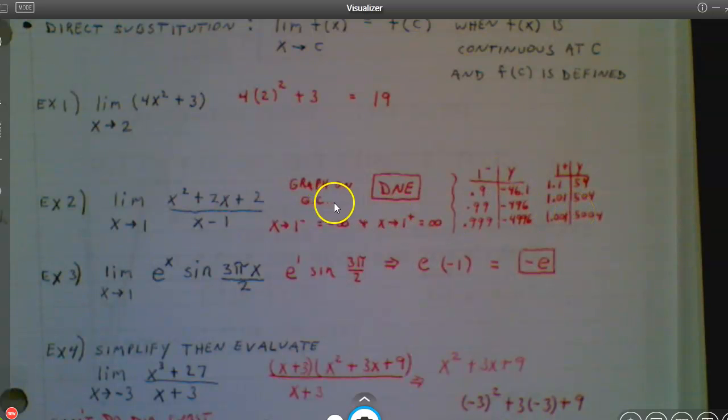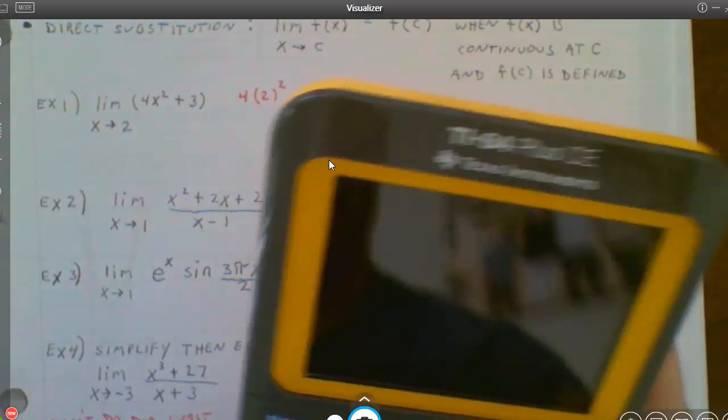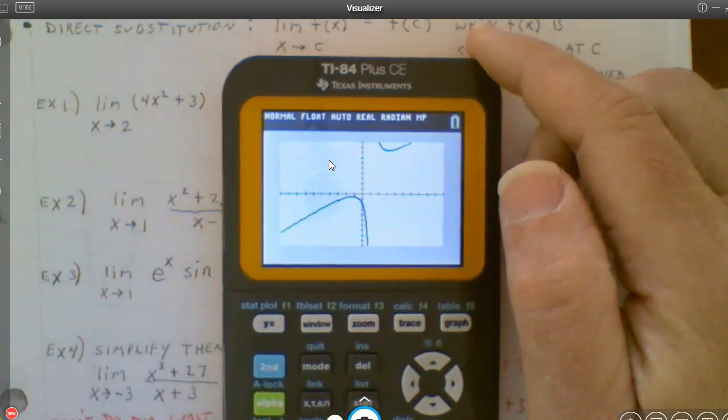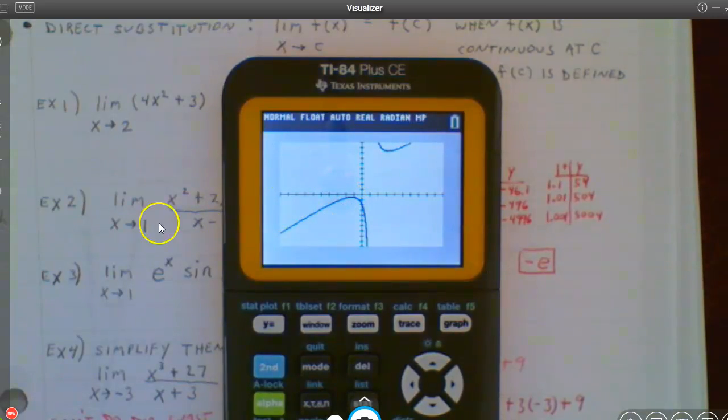We could also figure this out by looking at the graph. So I'll show you that graph here real quick. If you were to graph it, it would look like this. So the limit as x approaches 1. Here's my limit, here's my value of 1. Look at this line right here. You can see that would be a vertical asymptote running right through that point right there.